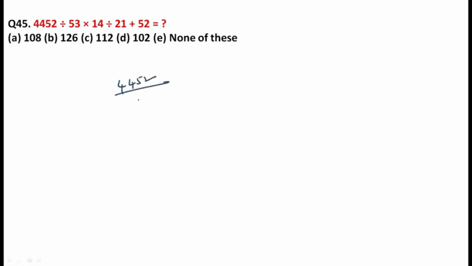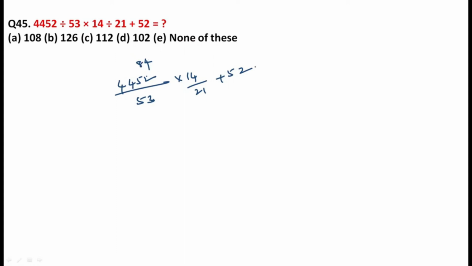4452 is divisible by 53, multiplied with the 14, is divisible by 21 plus 52. What is the answer? Now 53 becomes how many times? 3 becomes 2, 4 times. 53 becomes 445. You just consider only 8 times, only one chance. Why? Because if you consider 9 times, it takes an excess value.